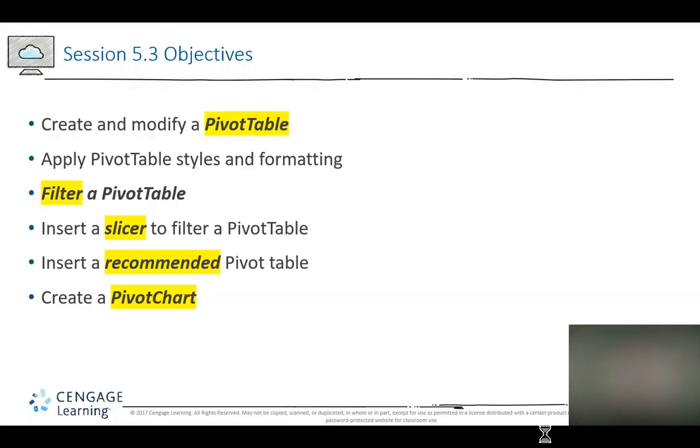The Session 5.3 objectives include creating and modifying a pivot table, applying pivot table styles and formatting, using a filter with a pivot table, inserting a slicer as a filter to a pivot table, considering the recommended pivot tables. These are predefined templates that are likely to solve the problem you want to solve when you go to build your pivot table, and creating a pivot chart from a pivot table.